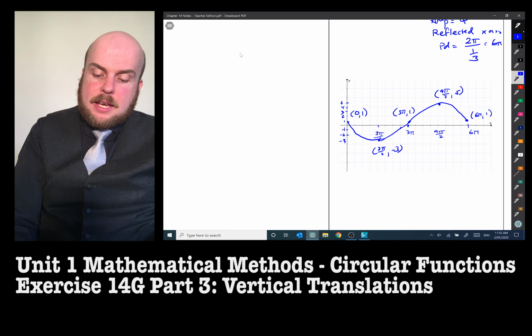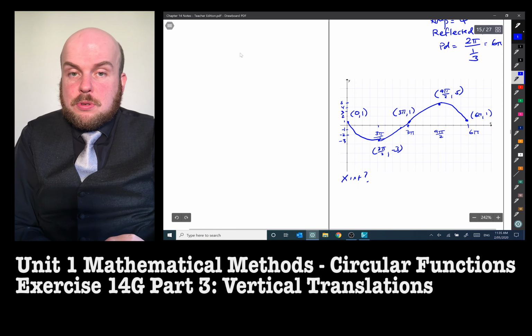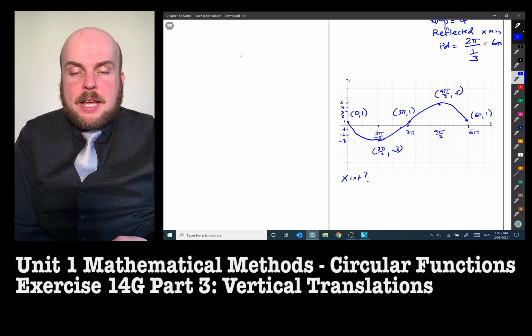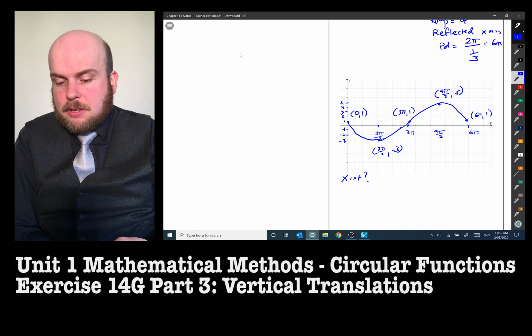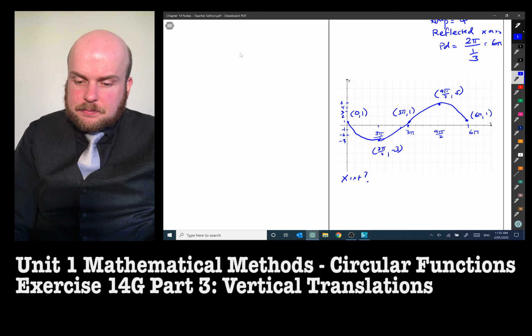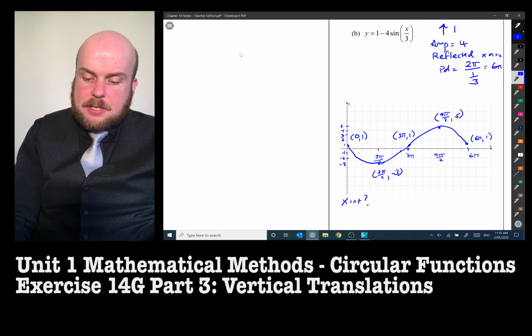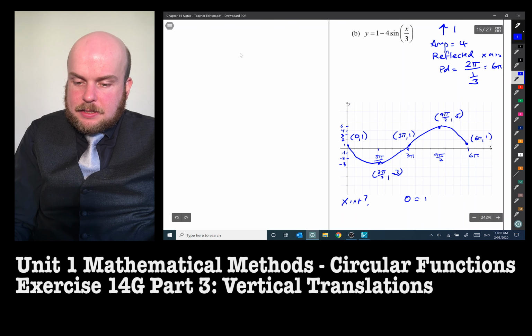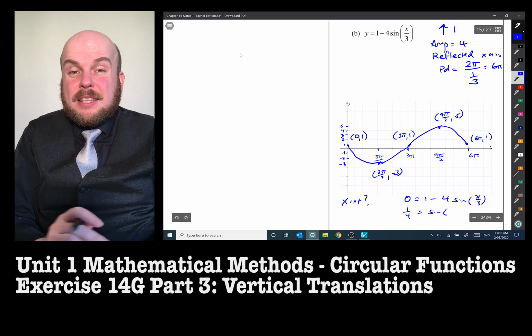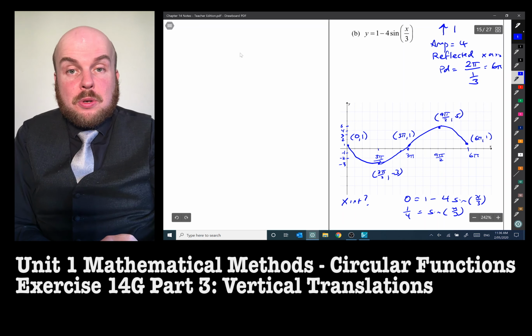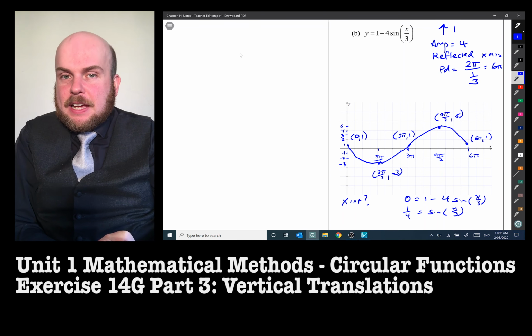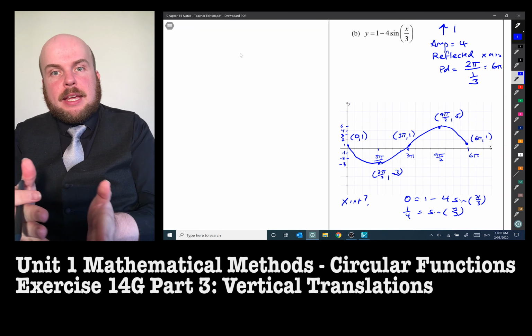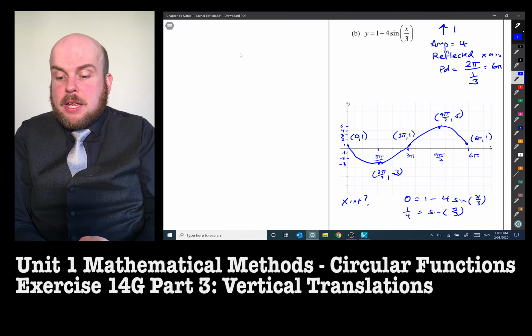Now the question is, x-intercepts. Do we include them? Only include x-intercepts if it will give you an exact value answer. So here, if we were to make this equal to 0, because that's how you find an x-intercept, this would get us to 1/4. And there are no exact values that equal 1/4. So it doesn't matter about the epsilon 3 business. The fact that there's no sine angle that gets you exactly 1/4, we don't need to put in x-intercepts.